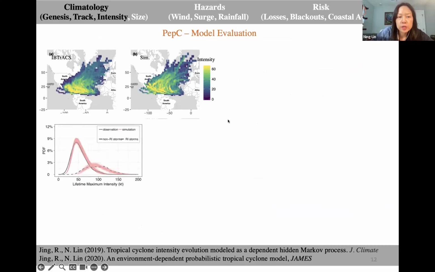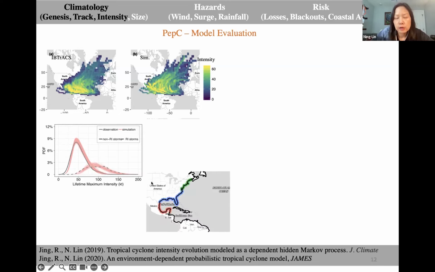Also importantly, here we're showing the distribution of the so-called lifetime intensity of the storm. The black is observation, red is simulations. We grouped the storms into 2 groups. One group is the normal storms. The other group is the so-called rapid intensification storms. Those are the ones that happened recently also. So those storms are here. The model can capture the intensity distribution for both groups, compared to previous models, which cannot capture well this second group, because if you don't differentiate those extreme intensity changes, this group will be mixed within the first group.